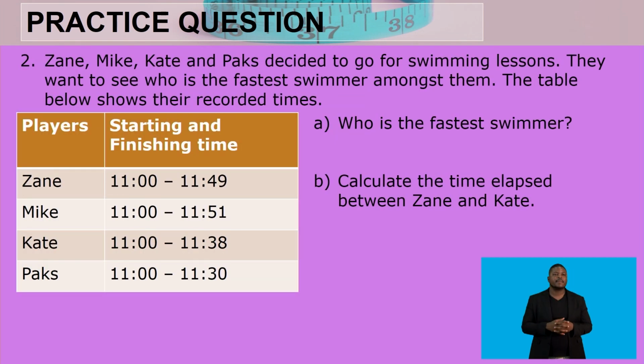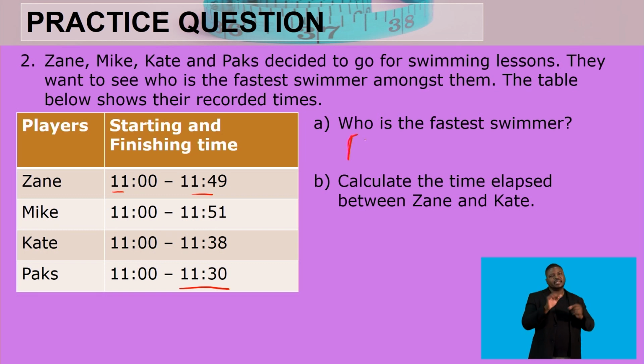Then Zain, Mike, Kate, and Pax decided to go for swimming lessons. They wanted to see who is the fastest swimmer amongst them. The table below shows their recorded times. So for Zain, she started at 11 and finished at 11:49. So these are the times that they recorded for the starting time and the finishing time. Who is the fastest swimmer? We'll check the one that finished earlier than the rest. So the one that finished earlier is actually Pax, because it only took her 30 minutes to finish swimming.